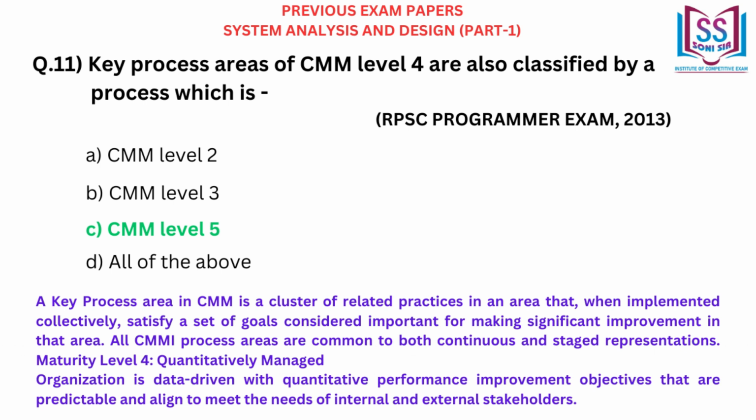A key process area in CMM is a cluster of related practices in an area that, when implemented collectively, satisfy a set of goals considered important for making significant improvement in that area. All CMM process areas are common to both continuous and staged representations. Maturity Level 4, quantitatively managed. Organization is data-driven with quantitative performance improvement objectives that are predictable and aligned to meet the needs of internal and external stakeholders.